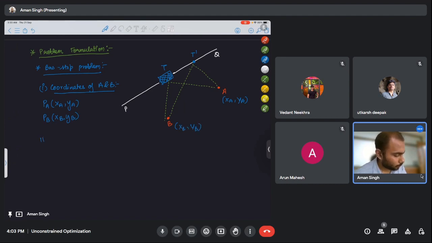And now write the equation of line. Let's say it is given. So mostly these things will be given. So ax plus by plus c equal to 0. So this is the equation of the line.